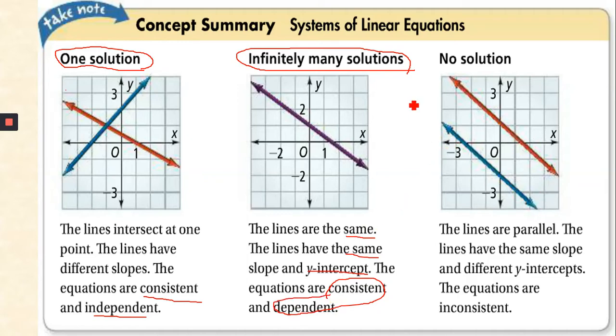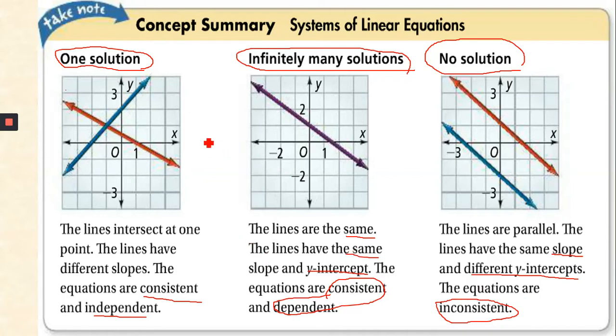And we have here the last one. The two lines are parallel. They never intersect. So in this case, the system has no solution. The two lines are parallel if they have the same slope but different y-intercepts. The two equations are inconsistent.